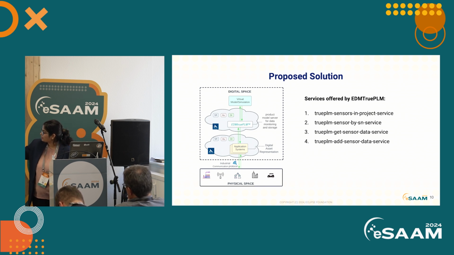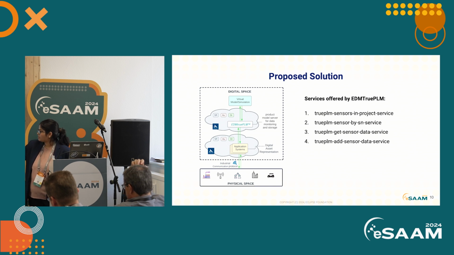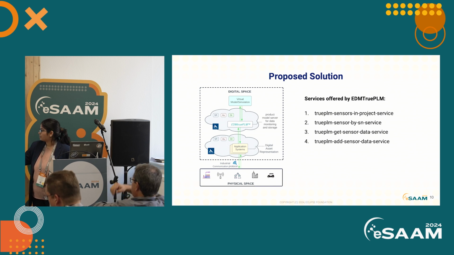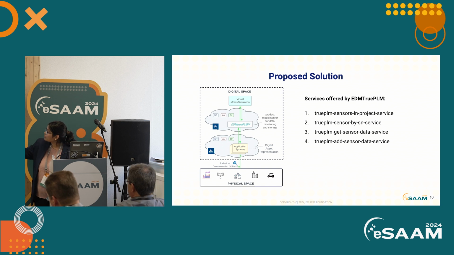The first cloud has an application system, which is the exact digital representation of the physical device. Let's say there are some sensors in the physical space, so it has the service to read data from the sensors. And we have the EDMtruePLM, which is the product model service for data monitoring and storage. It has these four services.